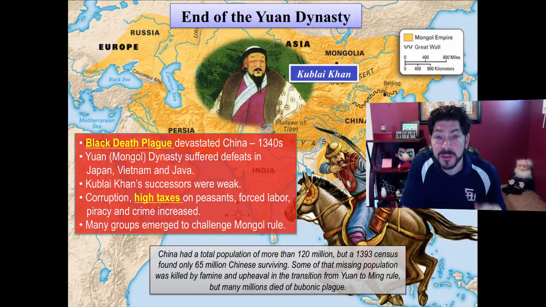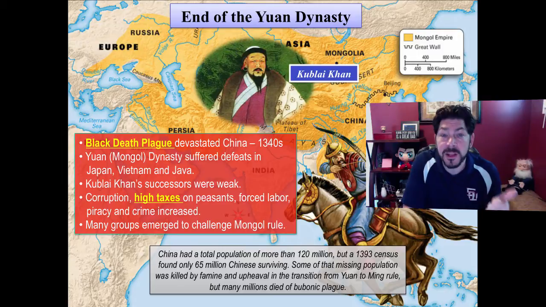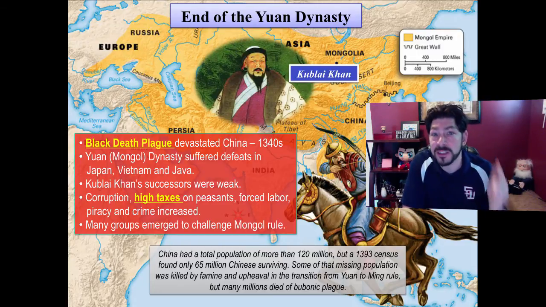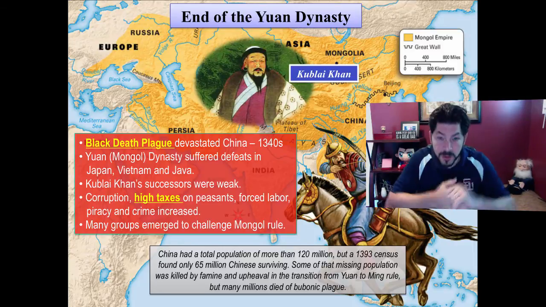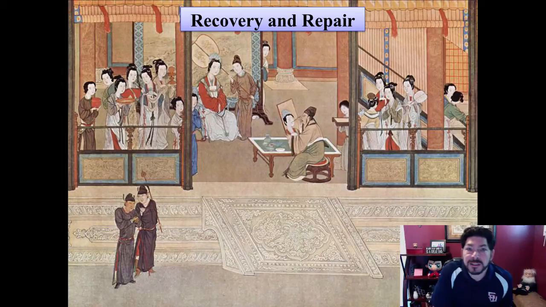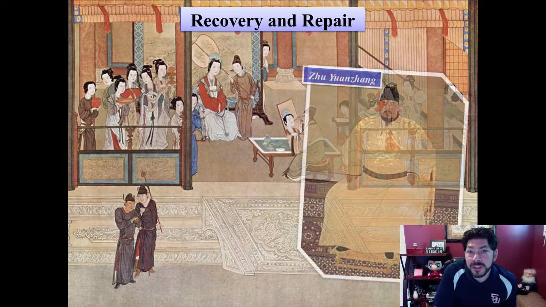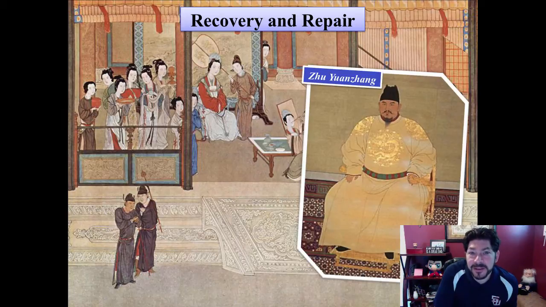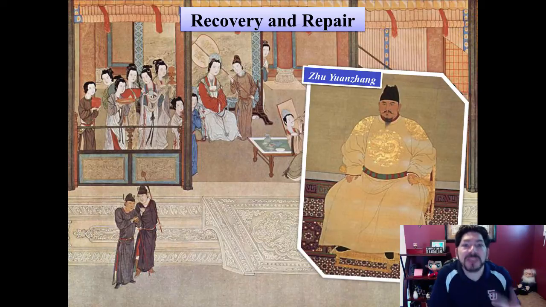And therefore, the scholar gentry started to rebel, the peasant class did not like the high taxes, and everyone in China wanted to get rid of these foreigners. The first step of this recovery and repair was to take over power. And during this very messy time, there were lots of rebellions. But the one man that would step up, the one guy that would take it all back, would be this guy, Zhu Yuanzhang. That's right. And he was just a peasant boy who grew to become the Emperor of China.